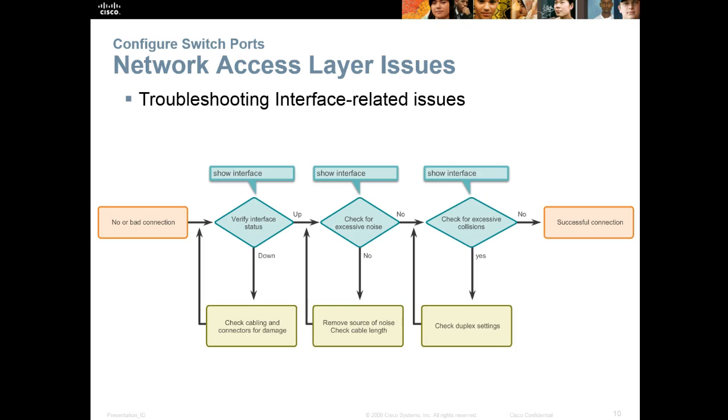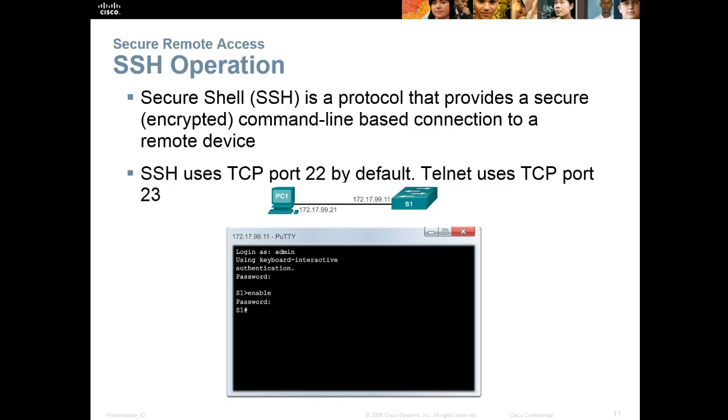In the NetLabs, you don't have to worry about that. Check your interface status. If it's up or down, fix it if it's wrong. If it's up, check for noise. And if that's not it, check for collisions. And the show commands that we saw a little bit ago will help you see all of those. And as you go through the chapter, you'll see the outputs associated with those commands.